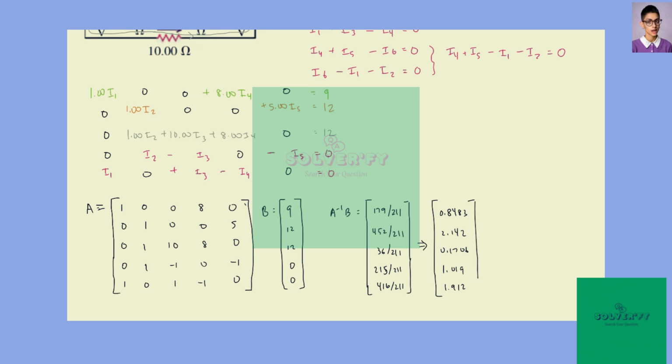And these now correspond to the values we've been asked to find. So if we put amperes on all of these, we only need the first three. I1 is going to be 0.8483 amperes. I2 is 2.142 amperes, and I3 is 0.1706 amps.